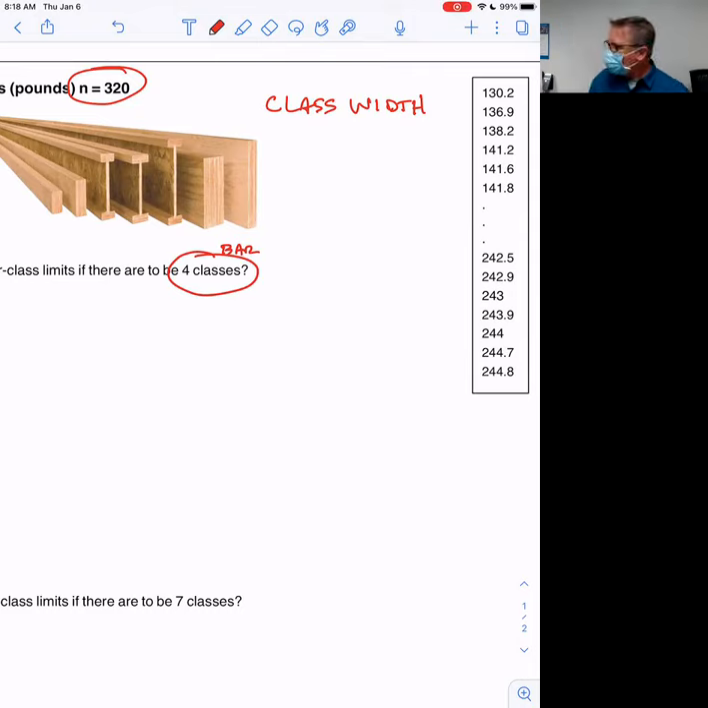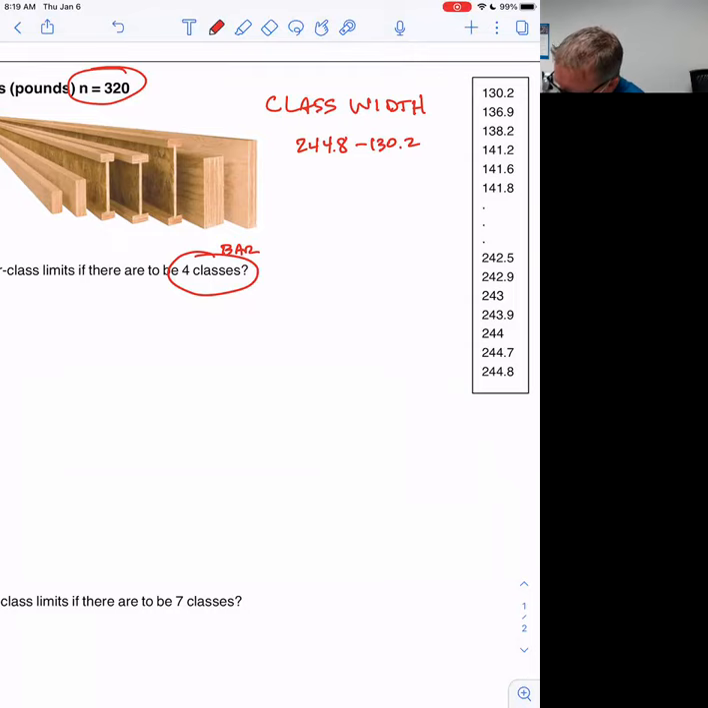Exactly. Highest number minus low. And by the way, that's on your note sheet that I'll give you for this first test. I don't know if I said that yesterday, but I take the largest number, 244.8, the smallest number, 130.2. I subtract those because that tells me the range. In other words, what's the different range of pounds that they break at?